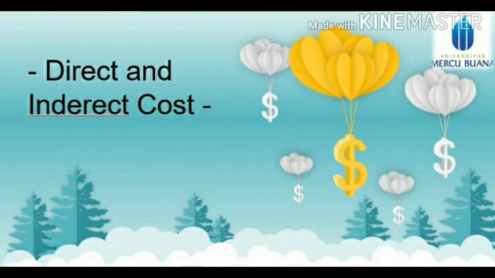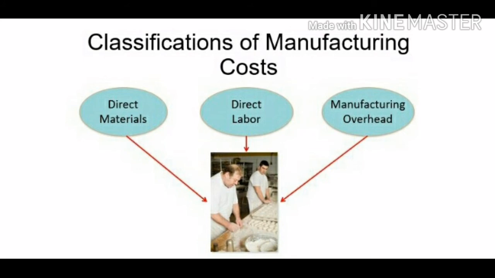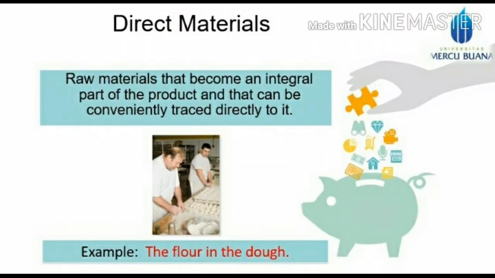And next, direct and indirect costs. Classification of manufacturing costs. The first, there are direct materials. The second, direct labor, and the third, manufacturing overhead. Direct materials. What is direct materials?